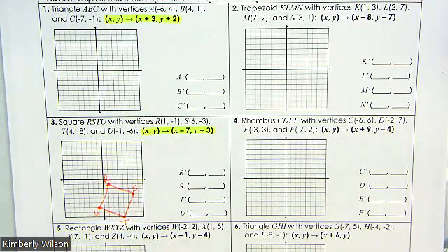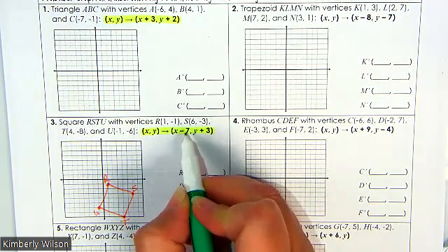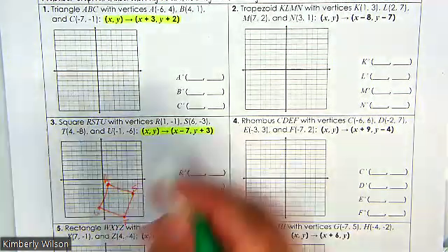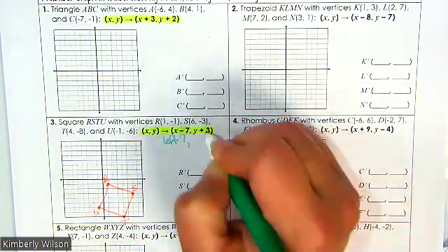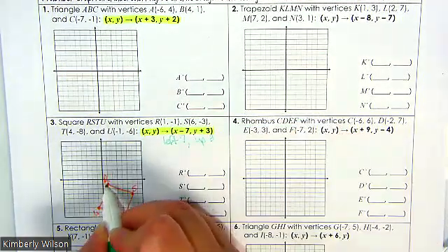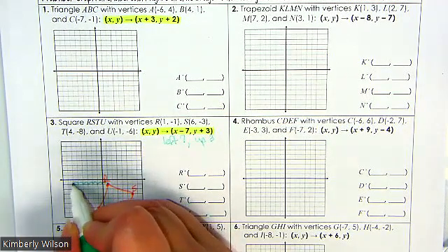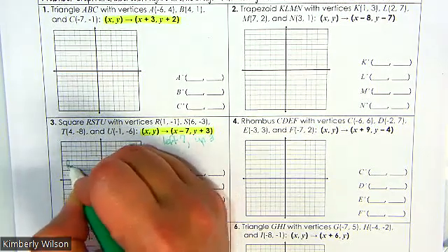Now we're going to use the rule. The x value is going down 7. But it's x, so I'm not actually going down, I'm going to the left. So this means we are going to the left 7, and +3 means I'm going up 3. So if I'm looking at the point R, I'm going to the left 7: 1, 2, 3, 4, 5, 6, 7. And then I'm going to go up 3: 1, 2, 3. There is the image R.